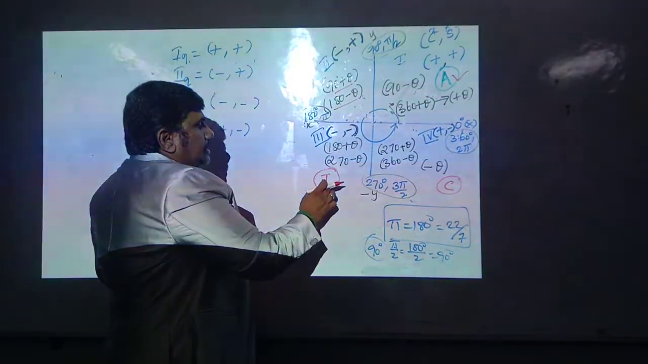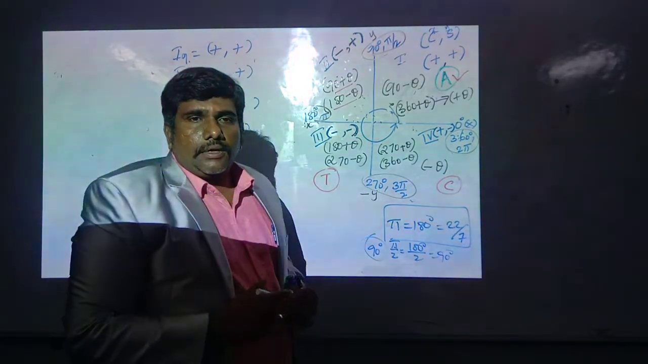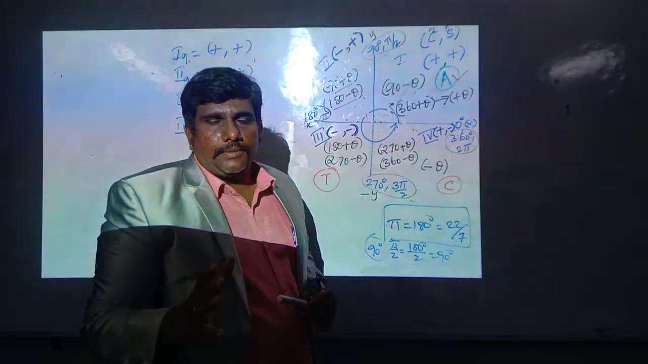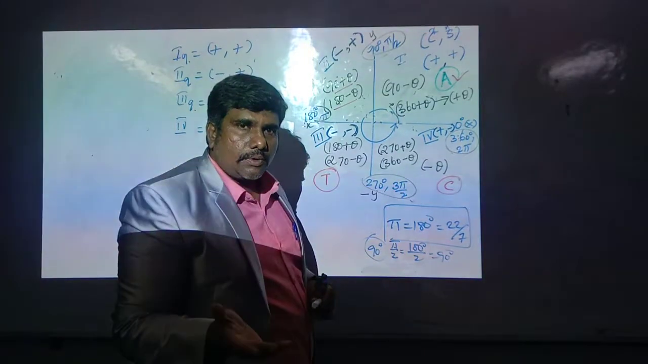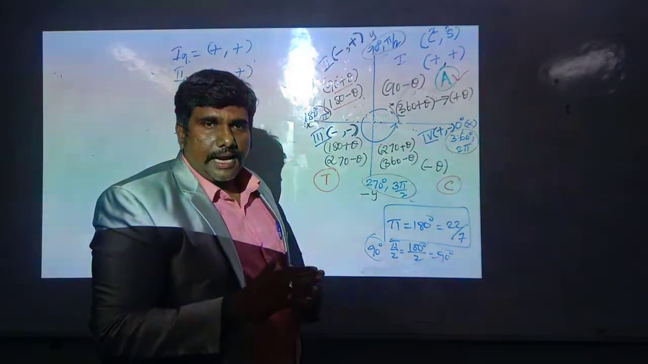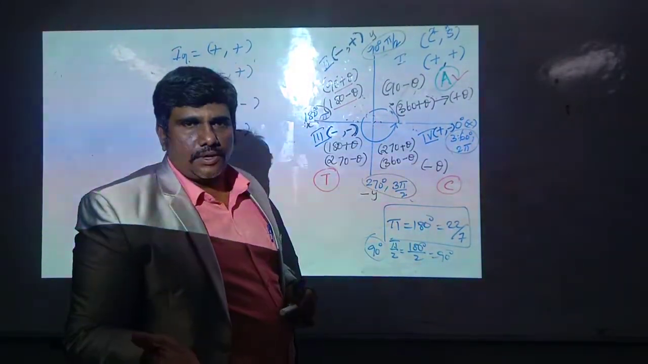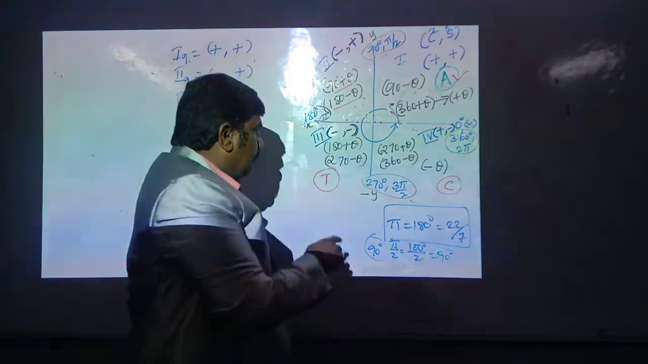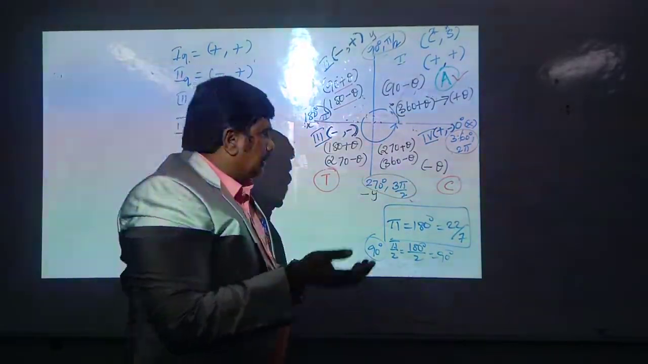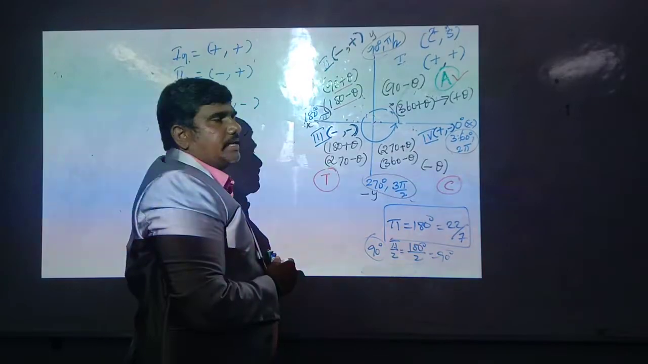Now coming to this T, the third quadrant, tan theta and cot theta. The reciprocal of cot is nothing but tan, and vice versa. So here this tan and its reciprocal cot would be positive.